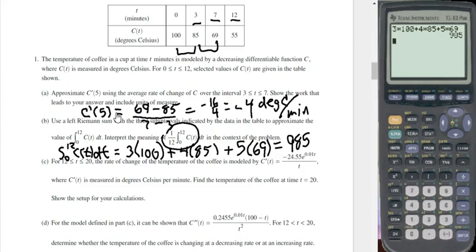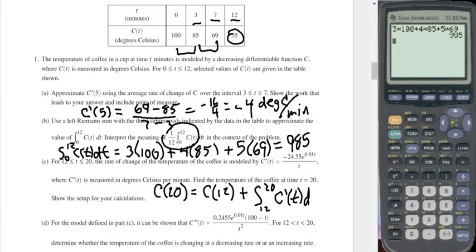So for part C, it says for 12 to 20, the rate of change of the temperature of the coffee is modeled by C prime of t equals that function there, where C prime of t is measured in degrees Celsius per minute. Find the temperature of the coffee at t equals 20. Show the setup for your calculation. So the thing here is the table tells you the temperature of the coffee at 12 minutes. So this is essentially asking for C of 20. And that's going to be equal to the temperature at 12, which we know is 55 from the table, plus the change in temperature from t equals 12 to 20. So when you integrate the rate, that gives you the change in temperature. And since that function is only valid for 12 to 20, we could do the definite integral from 12 to 20 of C prime of t dt.